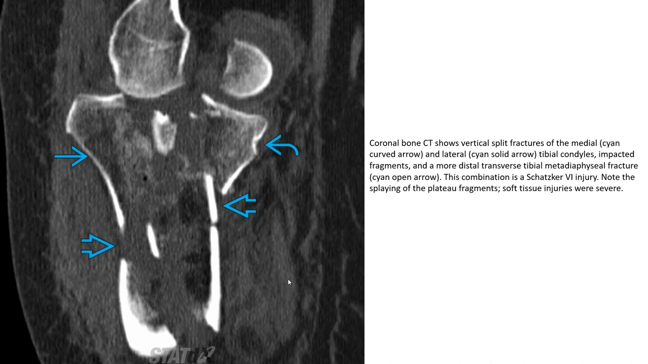The CT shows a vertical split fracture of the medial and lateral tibial condyles with an impacted fragment and a more distal transverse tibial metaphyseal fracture. This combination is a Schatzker type 6 injury, note the splaying of the plateau fragments. Soft tissue injury was severe.